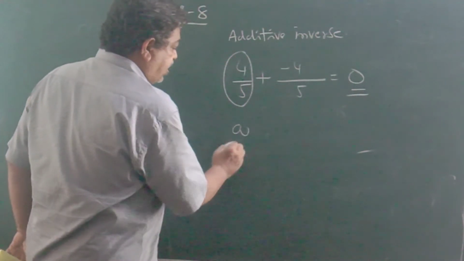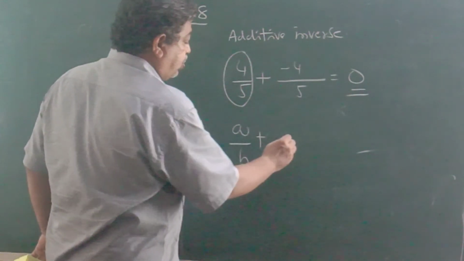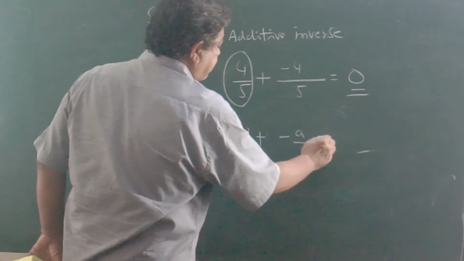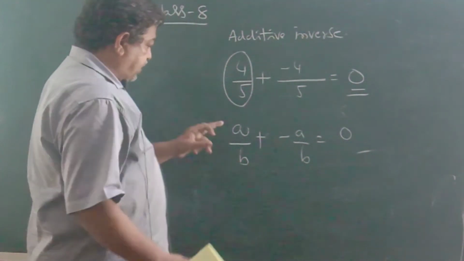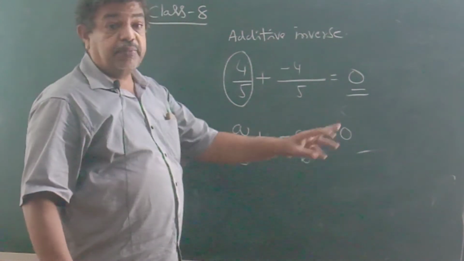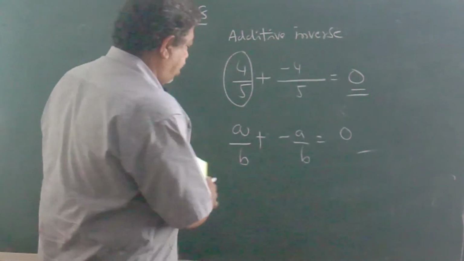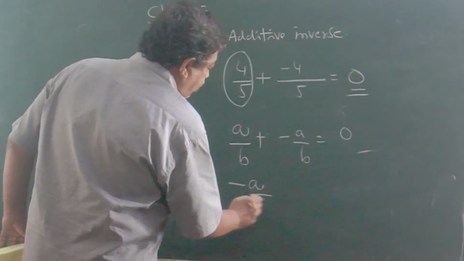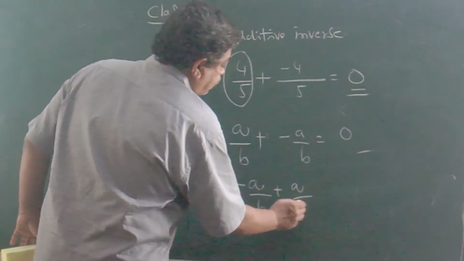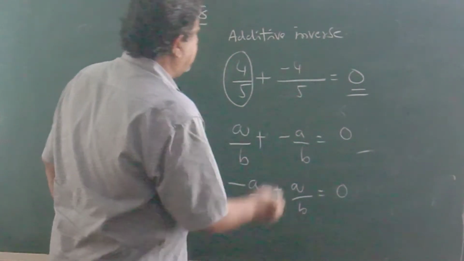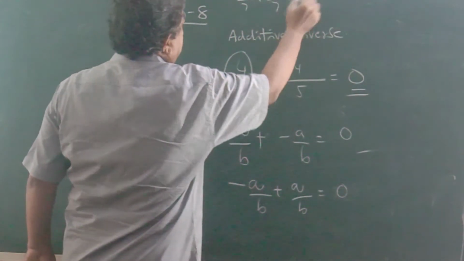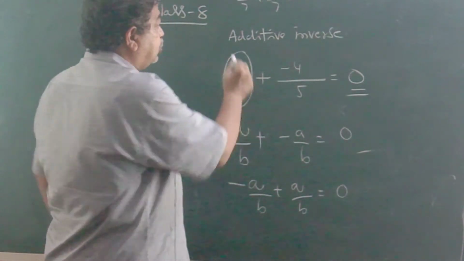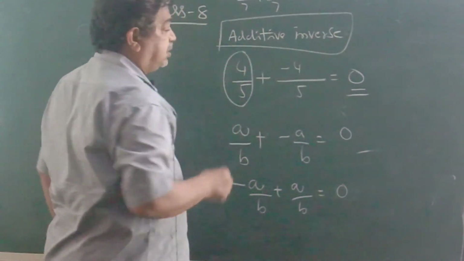That is, if you have a number of the form a by b, you want to add minus a by b so that the sum equals 0. In general, for a by b, minus a by b is called its additive inverse. Or for minus a by b, we want to add plus a by b so that the sum equals 0. That is, for minus 5 by 7, if you add plus 5 by 7, the sum of these two equals 0. So this is what is called additive inverse.